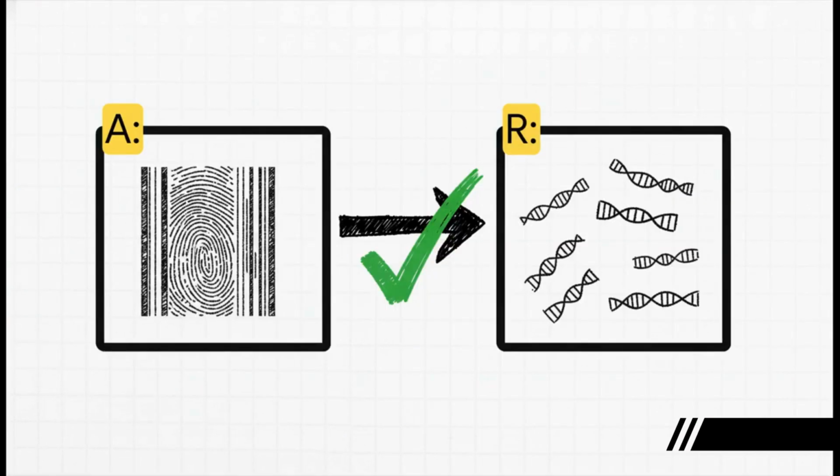Okay, let's tackle an assertion reason question. First, look at the assertion. DNA fingerprinting is based on polymorphism. Is that true? Yep, absolutely. Now the reason. VNTR regions vary among individuals. Is that true? Yes, it is. So now for the final most important step. Does the reason explain the assertion? Yes, it does. The fact that VNTRs vary is the polymorphism we use. So the right answer here is that both statements are correct and the reason perfectly explains the assertion.